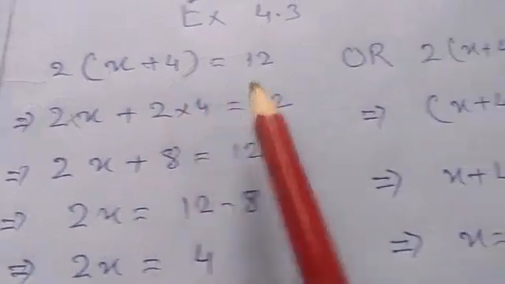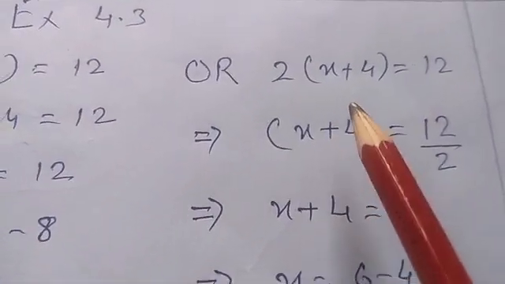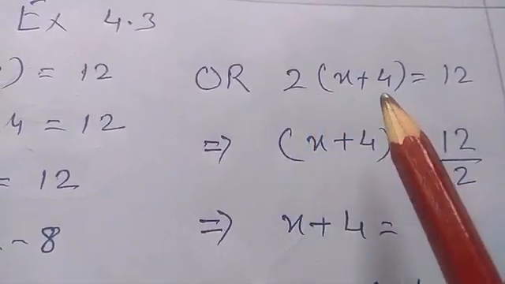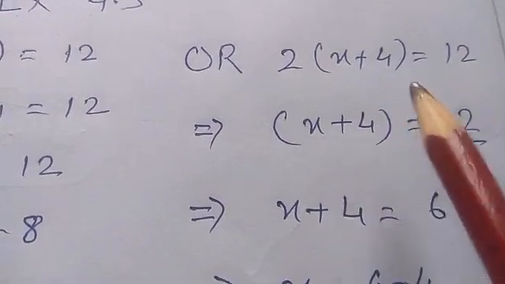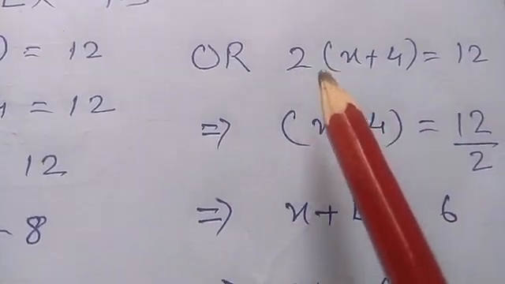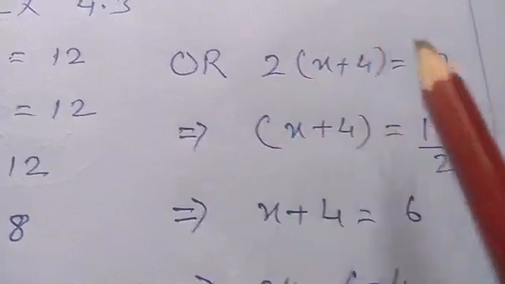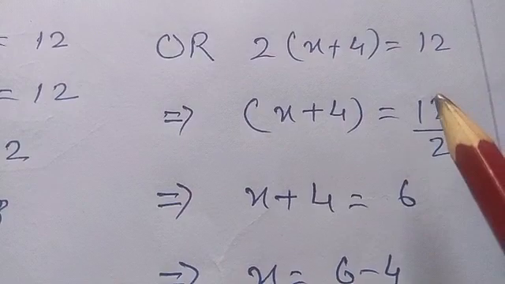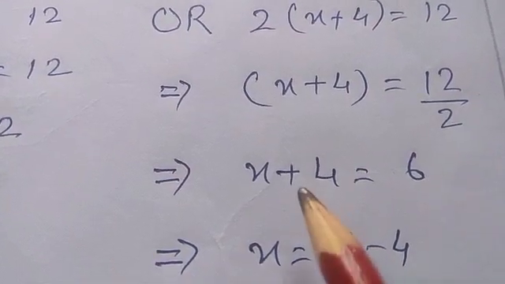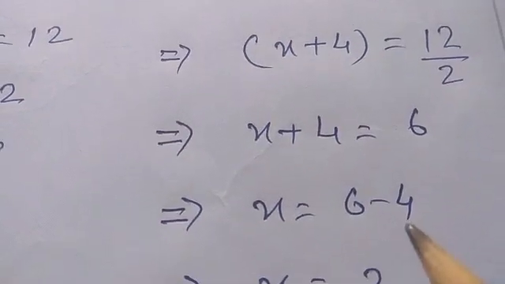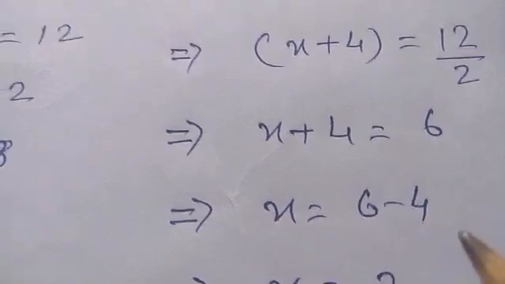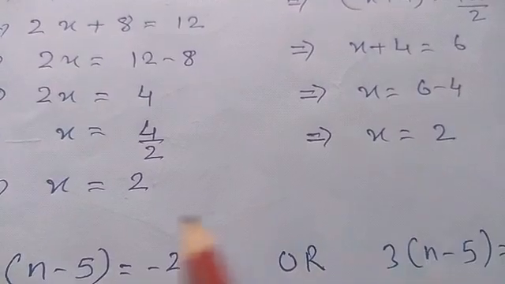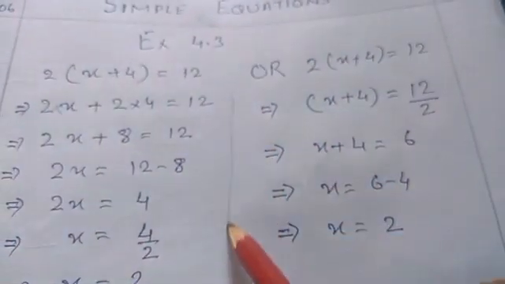Now we can do the same question in another way also. 2 into x plus 4 is equal to 12. Here this 2 is multiplied to this. That means if I bring this to this side, it will divide. So 12 divided by 2 is 6. Again plus 4 you bring this side, this is minus 4. 6 minus 4 is equal to 2. Clear? So in both the cases we are getting the same answer. Do it by any method, it's up to you. Alright, let me draw a line here.